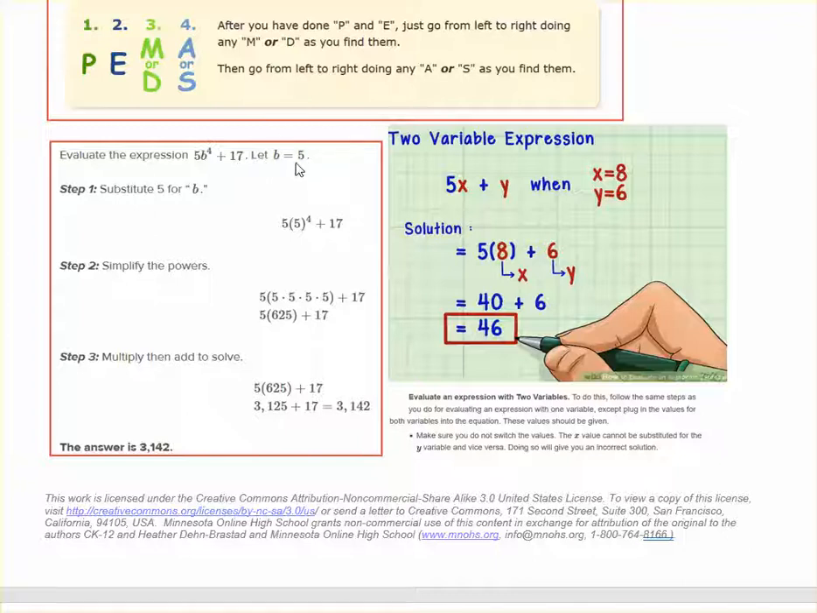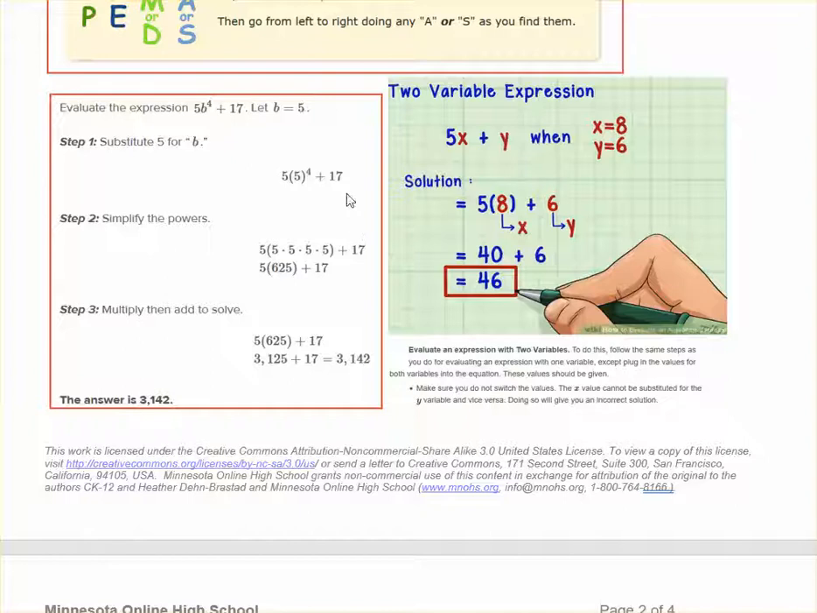But once you know what it is, then you take that value and you replace it wherever you see that variable in the expression. So if we have 5b to the fourth plus 17, the first step is to replace b with 5, and that's what they did right here. So now we have 5 times 5 to the fourth plus 17.